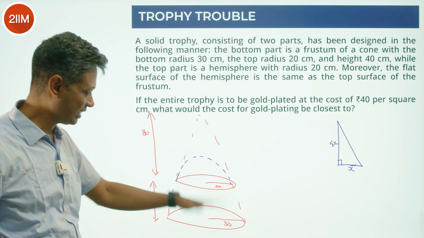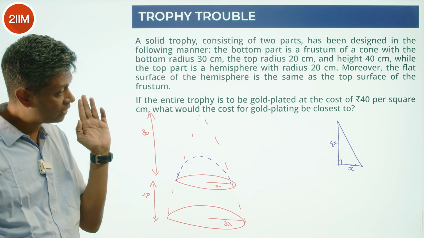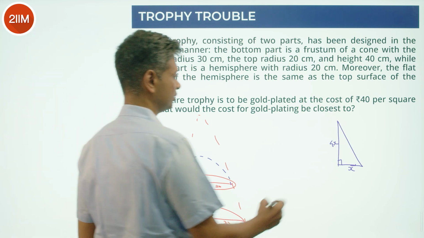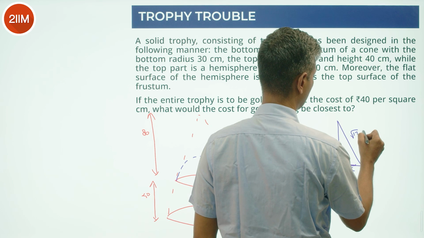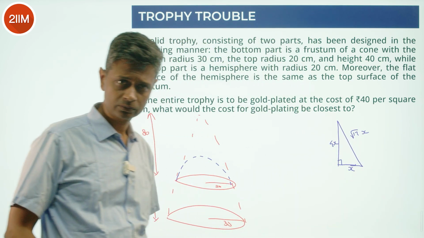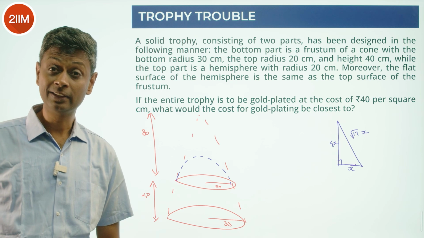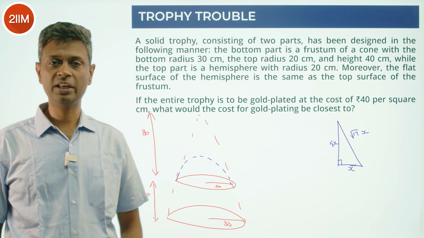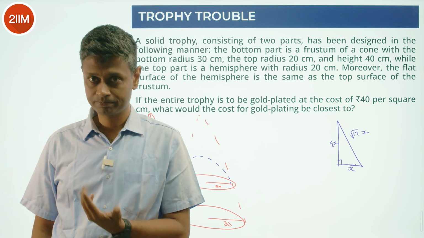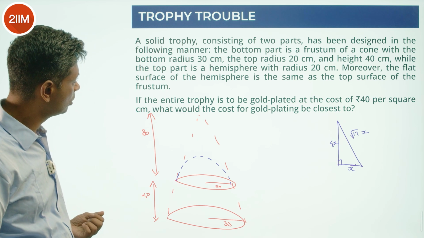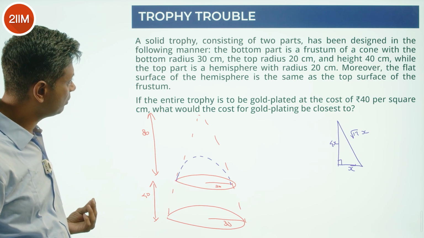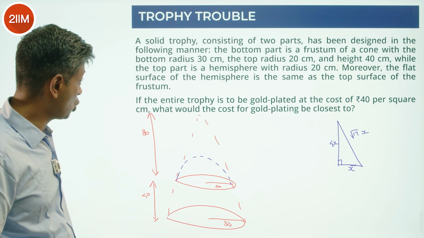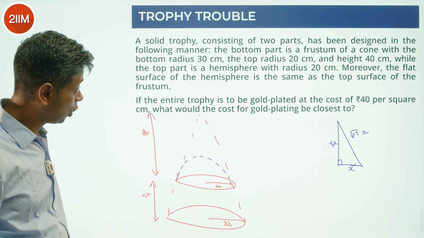20 and 80, 30 and 120. So the hypotenuse, slant height, is square root of x square plus 4x the whole square. This is root 17x. Pi RL minus pi RL is the surface area around the frustum. The flat surface of the hemisphere is the same as the top surface of the frustum. The bottom part is the frustum of a cone with the bottom radius 30 centimeter, the top radius 20 centimeter.